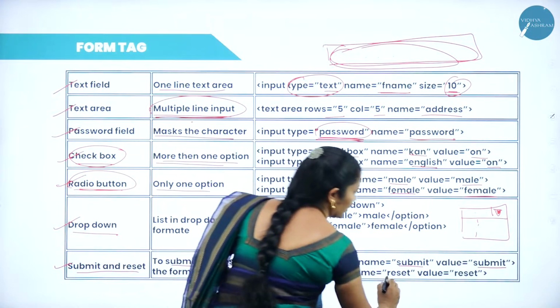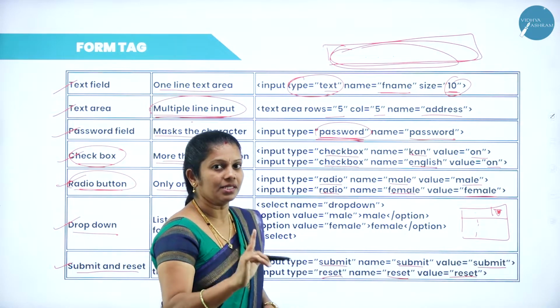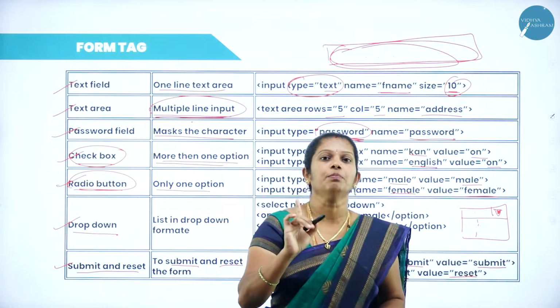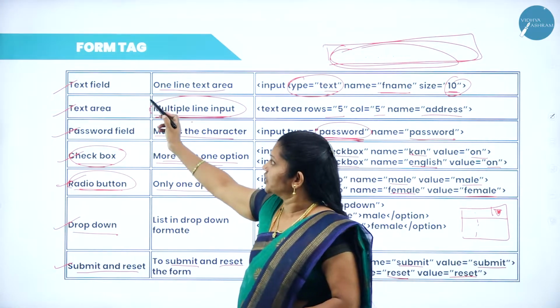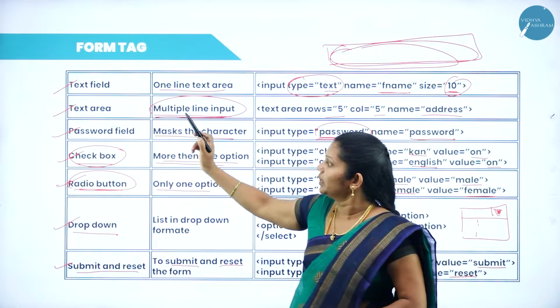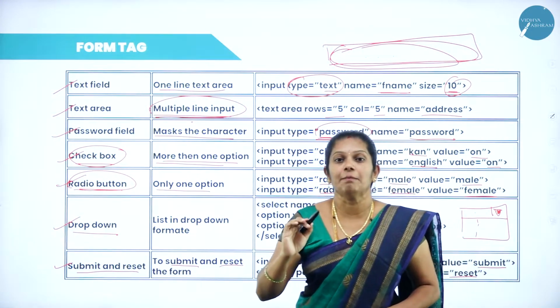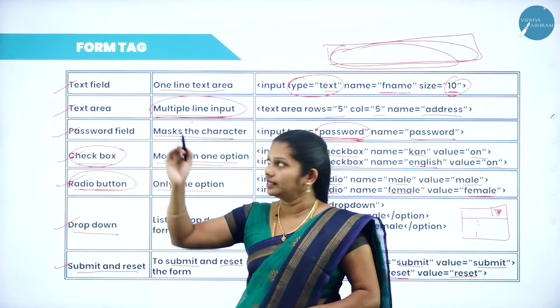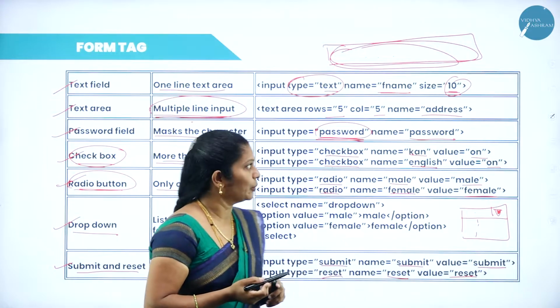Reset button. These are the few form elements. The major thing you have to remember is that forms help to input data on the output screen. The form elements are text field, text area, password, checkbox, radio button, drop down button, as well as submit and reset. Now, we'll explain with one example program.